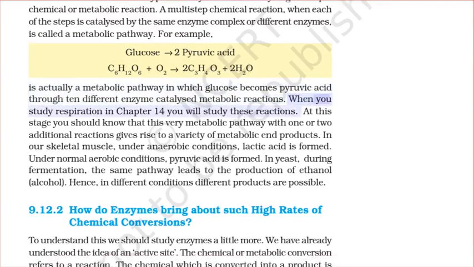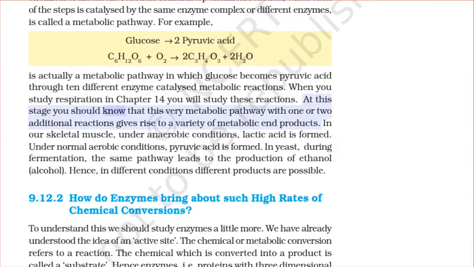When you study respiration in Chapter 14, you will study these reactions. At this stage, you should know that this very metabolic pathway with one or two additional reactions gives rise to a variety of metabolic end products.